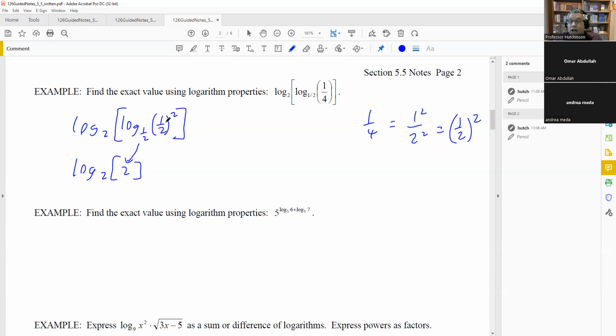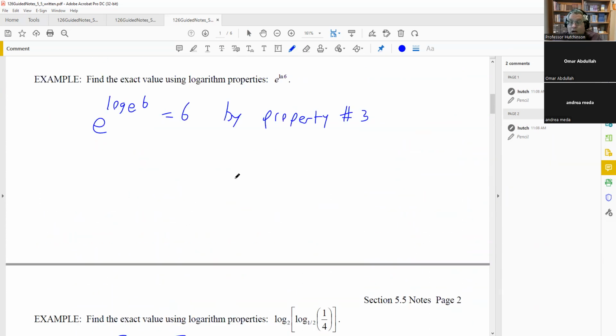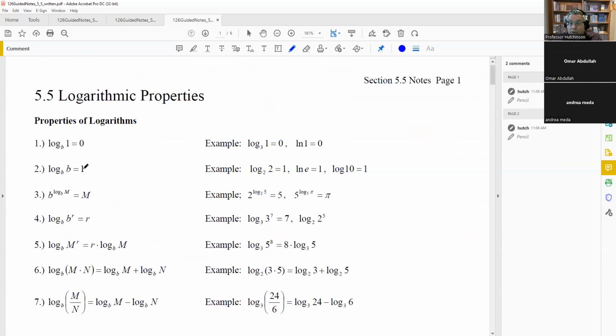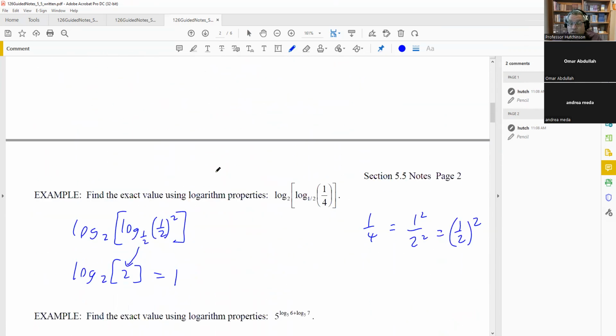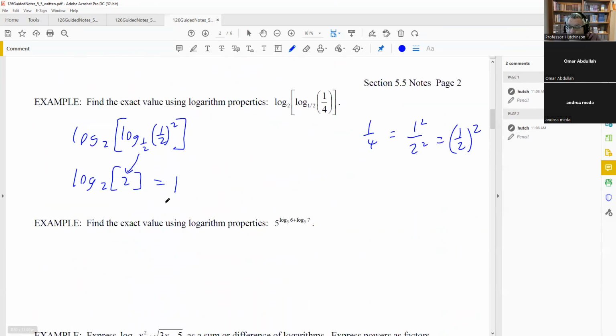So if you have 1/2 and 1/2, that was just our whole problem by itself, you would just get the exponent, which is 2. Now I have log base 2 of 2, and that's equal to 1. That was property number 2, which allows you to do that. So I'll write that underneath, property number 2. And this one here was property number 4. Okay, so 2 properties we used there.